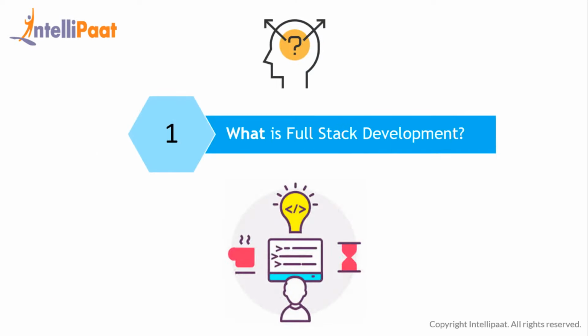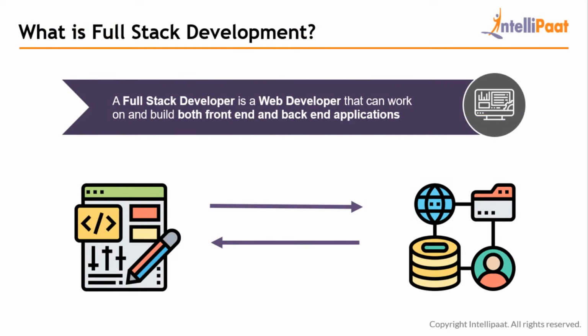So what is full stack development? Well, a full stack developer is a web developer that can work on both the front end and the back end applications. So a full stack developer builds the front end and then builds the back end and then connects them together so that they can work well with each other.